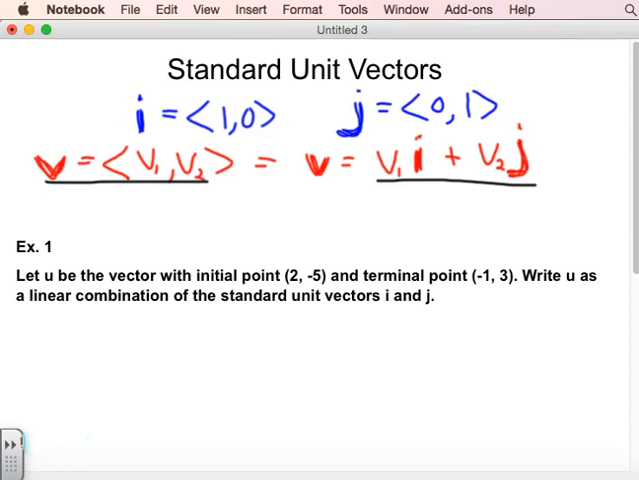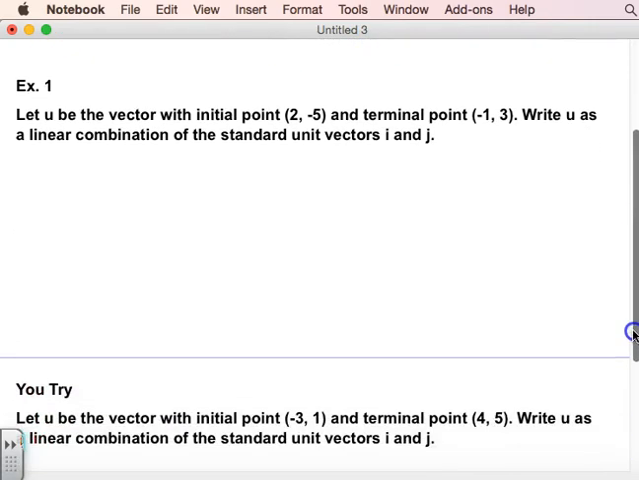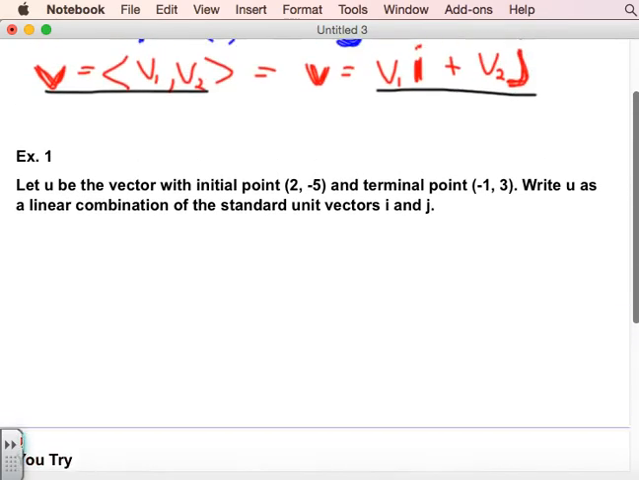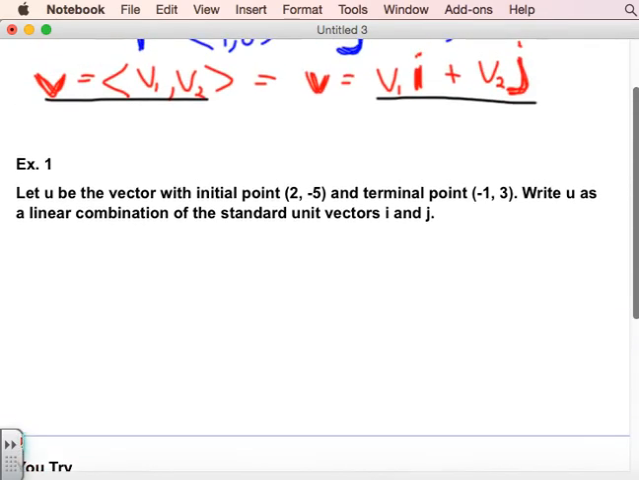All right, so let's look at example 1. It says let u be the vector with initial point (2, -5) and terminal point (-1, 3). Write u as a linear combination of the standard unit vectors. So basically, write it in unit vector form as opposed to component form. First let's figure out what it is in component form. We've got the 2 points it starts at and stops at.